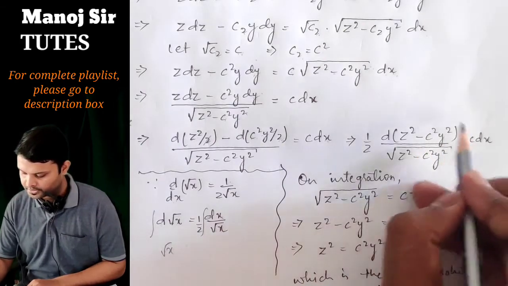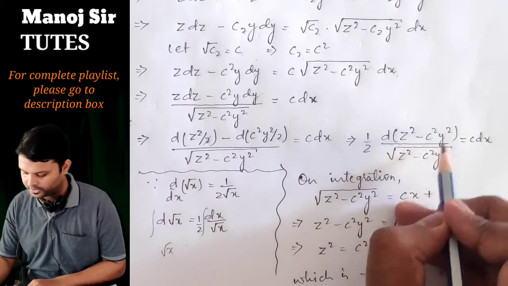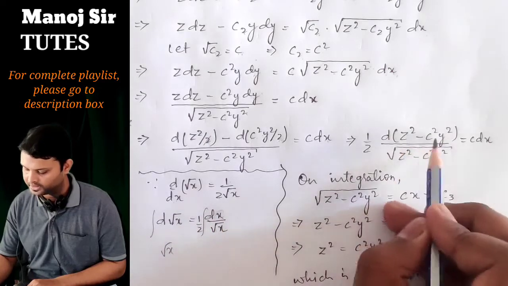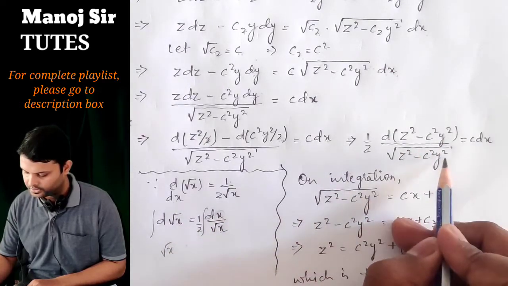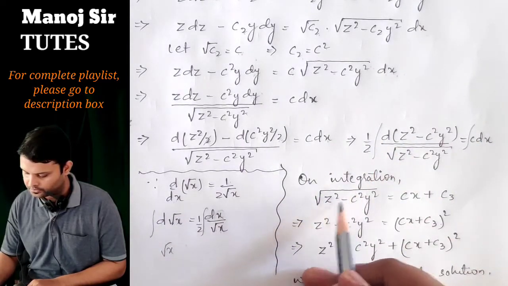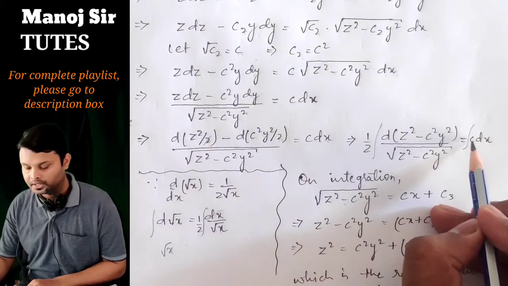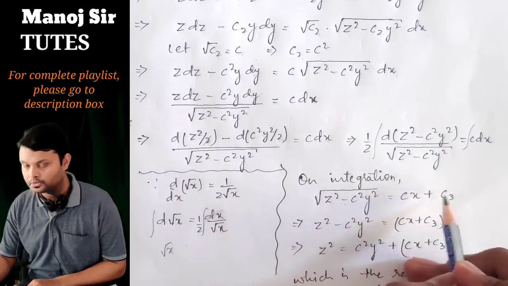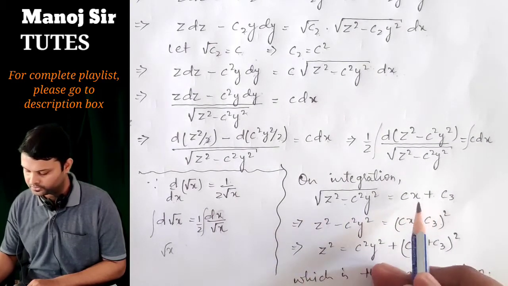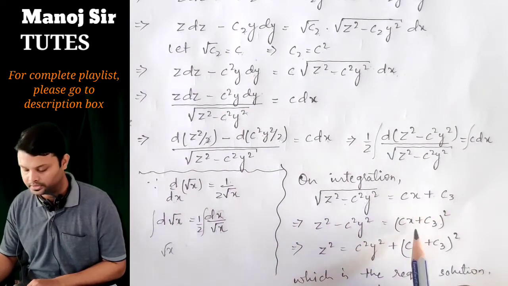So in place of this, if you consider z square minus c square y square as x, then this is root x. On integrating you will get root of z square minus c square y square equals, integration of c dx will become cx plus a new integration constant, that is c3. Now squaring both the sides, we'll get z square minus c square y square equals cx plus c3 whole square.